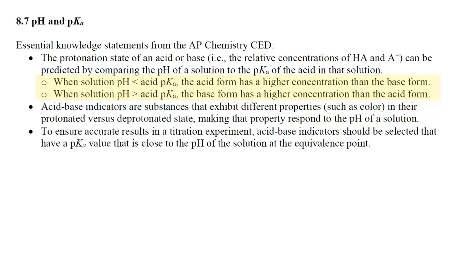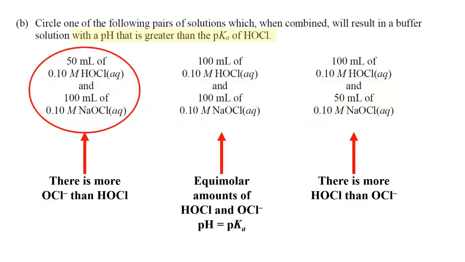pH greater than pKa, there should be more OCl-, which is the conjugate base, and there should be less HOCl, which is the weak acid. So we're looking for a solution in which there is more OCl- than HOCl. So that's why the correct answer to part B is this first combination. Because the pH of the buffer solution is greater than the pKa, then there should be more of the conjugate base than the weak acid.